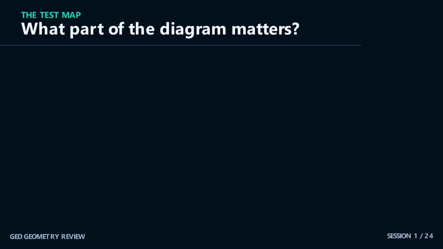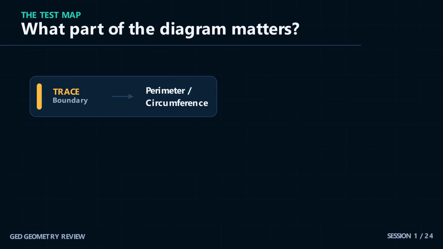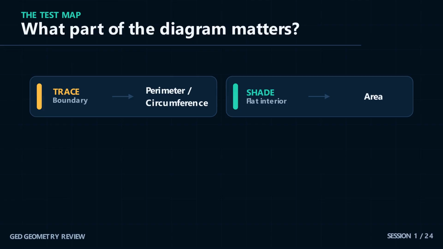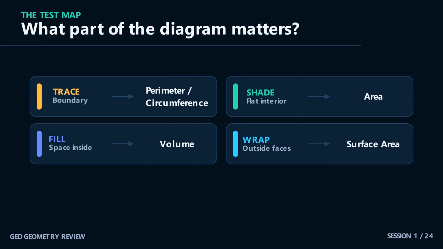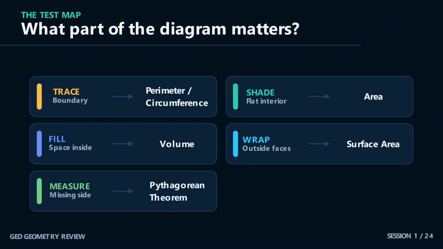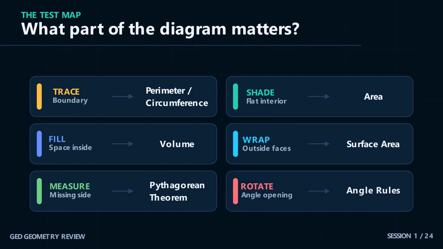Now use this decision map. If you trace the boundary of a flat shape, think perimeter. For a circle, that boundary is called circumference. If you shade the flat interior, think area. If you fill the space inside a 3-dimensional solid, think volume. If you wrap the outside faces of a solid, think surface area. If you measure a missing side or diagonal in a right triangle, think Pythagorean theorem. If you rotate through an opening measured in degrees, think angle rules. Before you calculate, ask which part of the diagram matters. Trace, shade, fill, wrap, measure, or rotate.